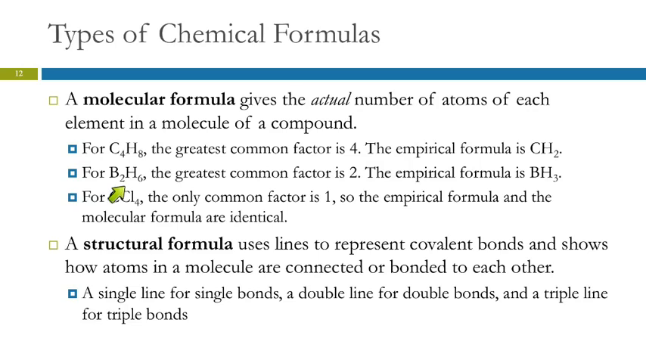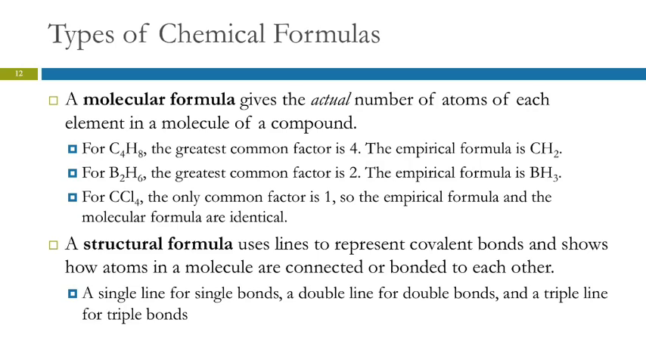For the compound B2H6, that's a molecular formula. If we reduce that ratio of 2 to 6, we get 1 to 3, and that's the empirical formula for that compound. We talked about this one already, CCl4. That's 1 to 4 carbons to chlorines that cannot be reduced anymore. That is already the simplest ratio. So for CCl4, the empirical formula and the molecular formula happen to be the same thing.